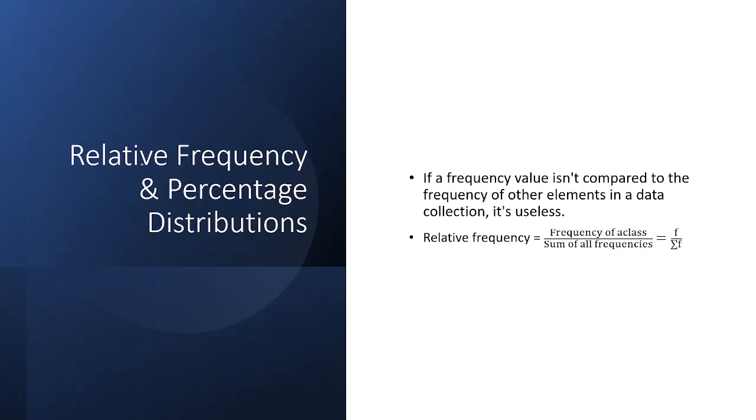Now we're going to look at relative frequency and percentage distributions. If a frequency value isn't compared to the frequency of other elements in the data collection, it's useless. I wouldn't say it's useless, but it's hard to use in statistics if you don't have other elements in the data. So relative frequency is equal to the frequency of a class divided by the sum of all frequencies, and this is the equation for it. And don't be scared.